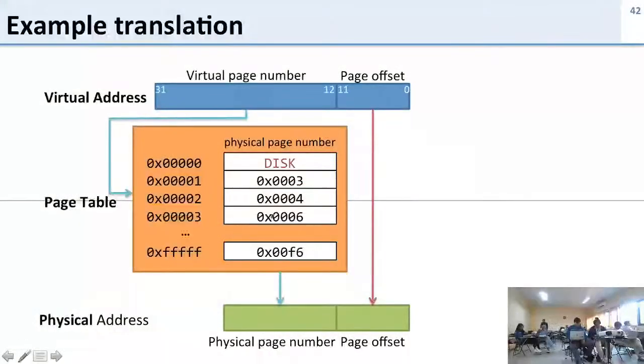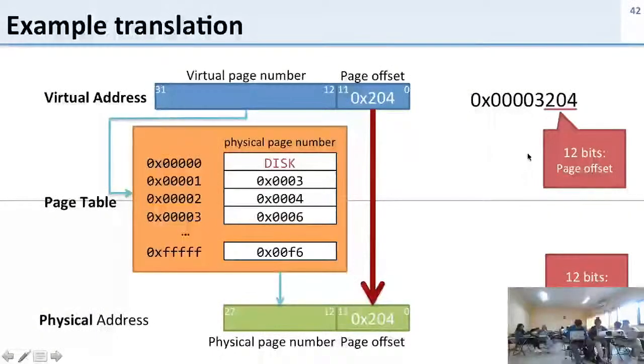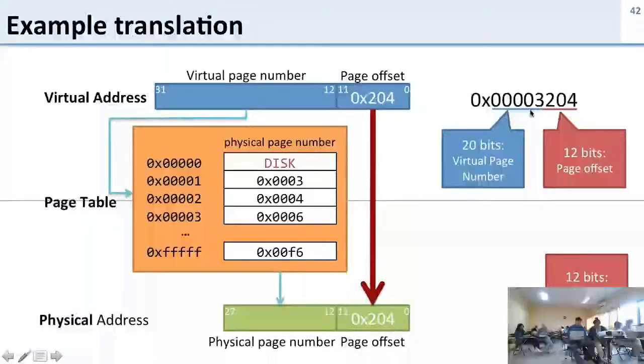Let's take a look at an example. So here are the bits. The page offset is the first 12 bits, then we've got the remaining 20 bits here. And down here in our physical address, we still have 12 bits here and the remaining bits here. Now we're going to translate this virtual address. The first thing we do is look at the 12 bits that are page offset. Those aren't going to be changed. They just go straight through. Then we can look at the remaining 20 bits that are the virtual page number.